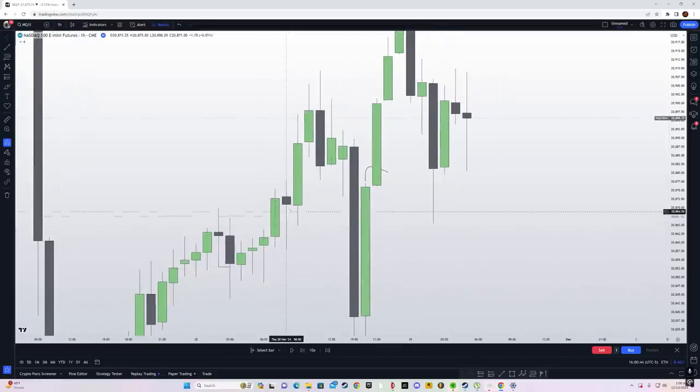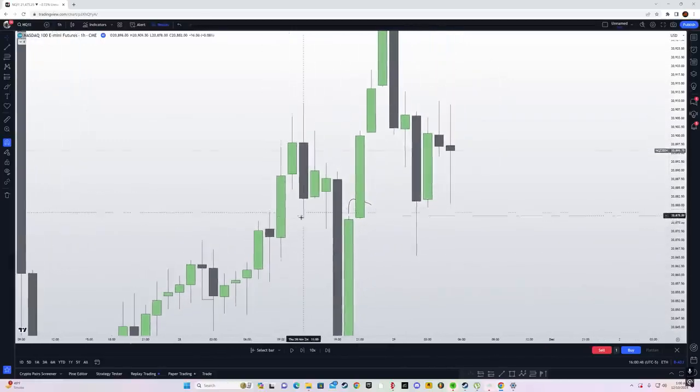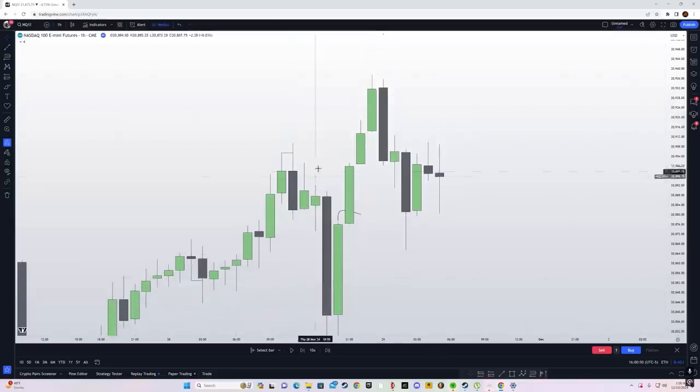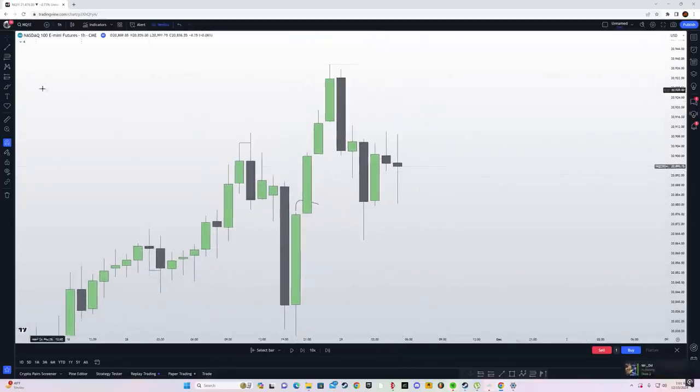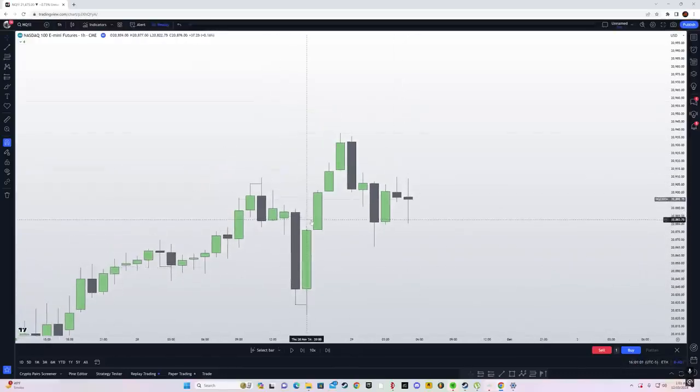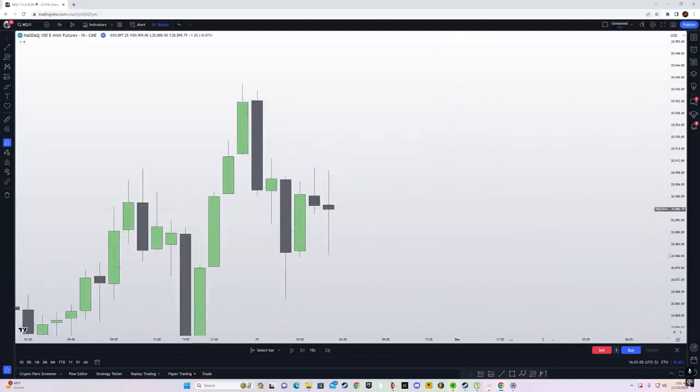We closed above, the next candle was bullish. We closed above, the next candle was bullish. Then right over here, you can see we failed to close above, the next candle was bearish to the downside, right? It happens again and again and again. Look over here. We failed to close below this candle. The next candle was bullish. So I promise you, it is literally the best scalping video on YouTube, I believe.